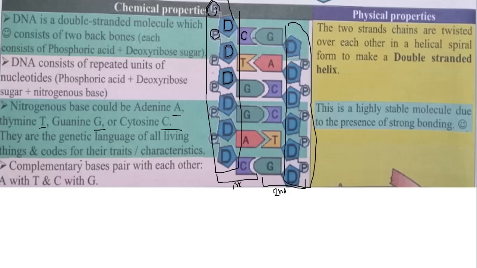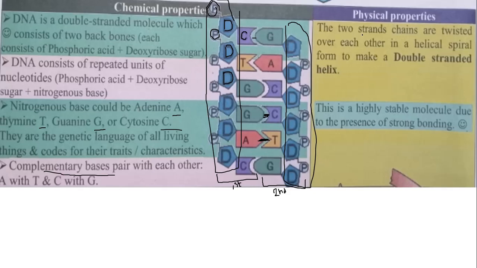Also, we have said that we have complementary base pairs. What's the meaning of complementary? It means that every cytosine, nitrogenous base C, is connected to guanine, and A is connected to thymine. So A and T are complementary to each other, and C and G are complementary to each other. G cannot be connected to T and cannot be connected to A.